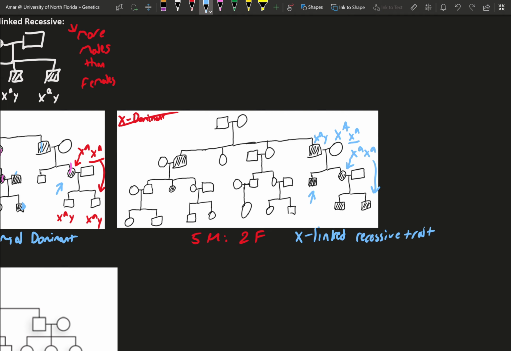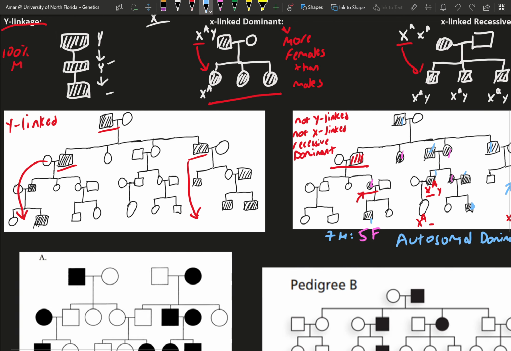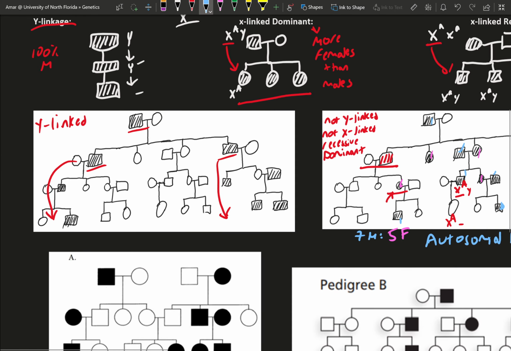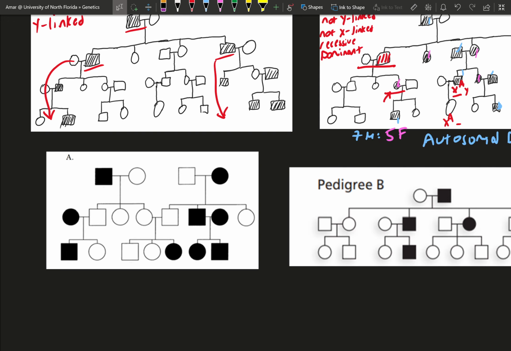So hopefully that one kind of made sense. So the next one we can try is the same thing. We have 1, 2, 3, 4 males and 1, 2, 3, 4, 5 females. So we're on the closer side to it being autosomal because they're about the same number. Now we need to figure out if it's not Y linkage, right? So it's not Y linkage.